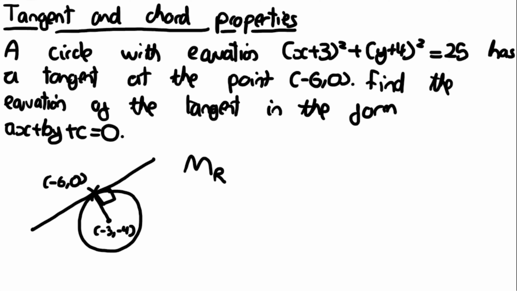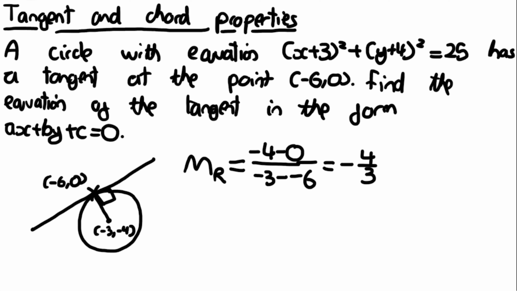So the gradient of the radius with this labelling here is equal to -4 minus 0 over -3 minus -6. And if you put this into a calculator, this is equal to -4 over 3.